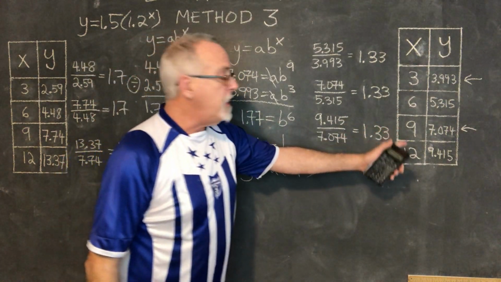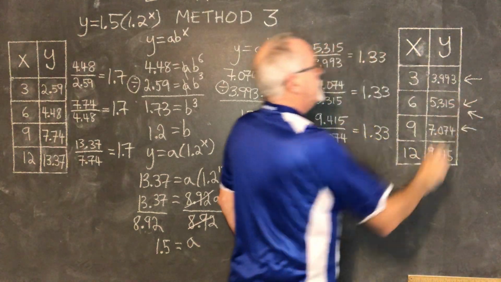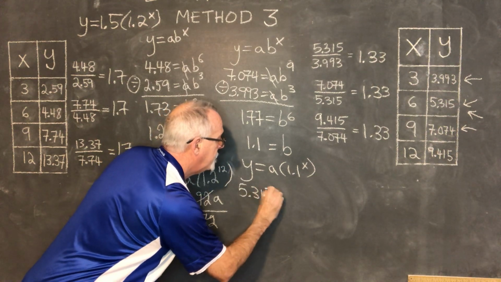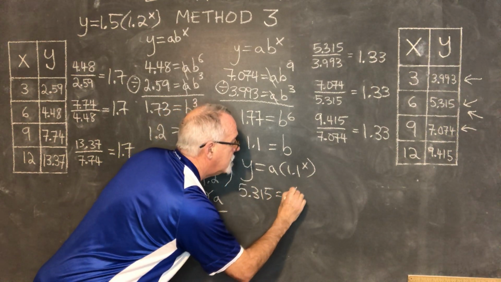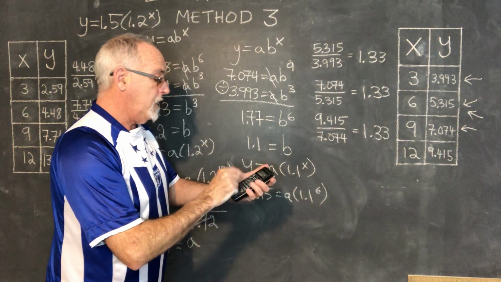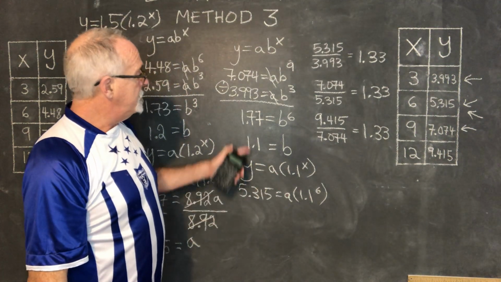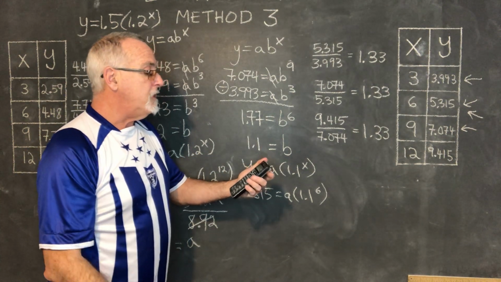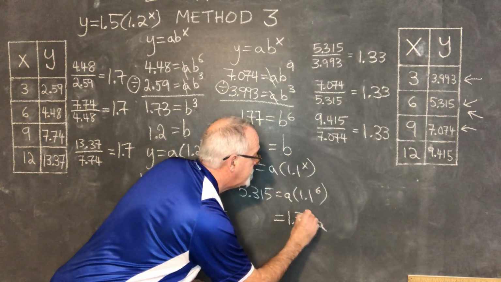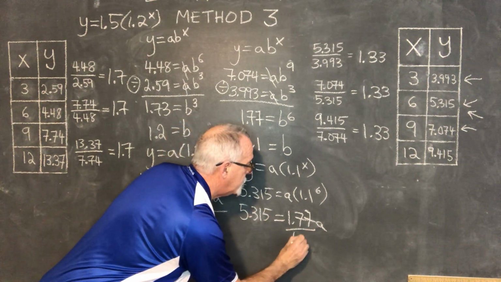And we plug in any point we want. I don't want to use one of the points I've already used. I'm going to use this point here: 5.315. So I replace y with 5.315 equals a times 1.1 to the 6. Simplifying 1.1 y to the x, 6, equals. That's giving me 1.77. Sound familiar? It's giving me 1.771561. So I have 1.77a equals 5.315. I'll divide both sides by 1.77.